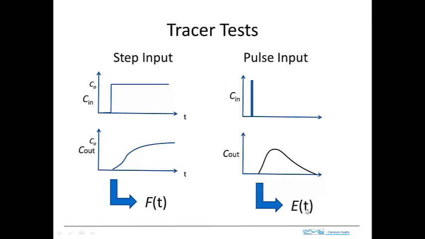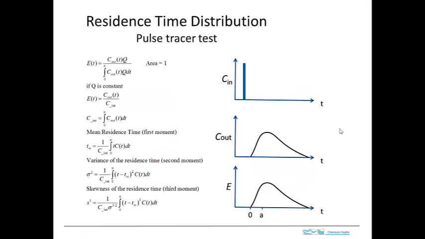And we saw earlier that the F function and the E function are related. The F function is the integral of the E function. So if we can determine one, then we can determine the other. So it's straightforward to calculate the E function from the output concentration from the pulse tracer test. Here's how to do it.